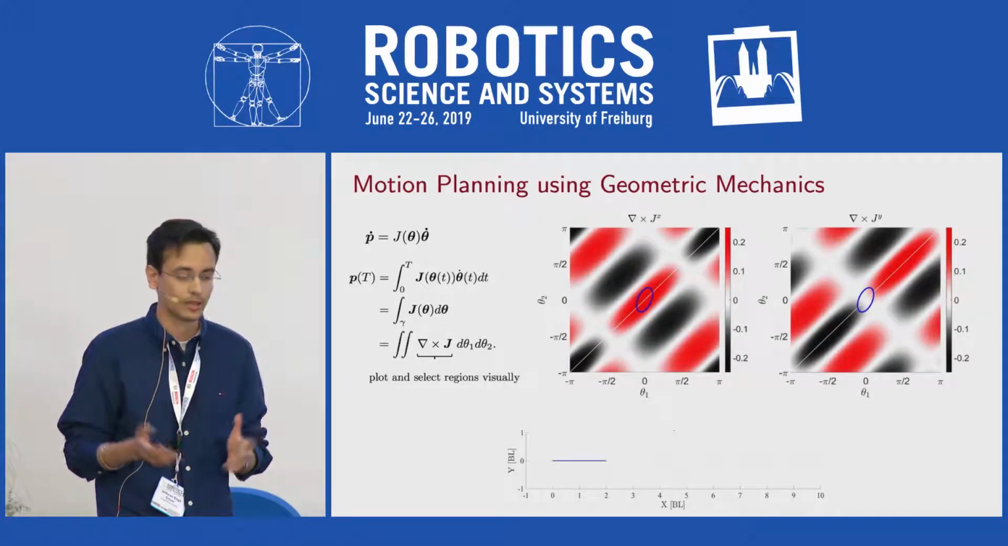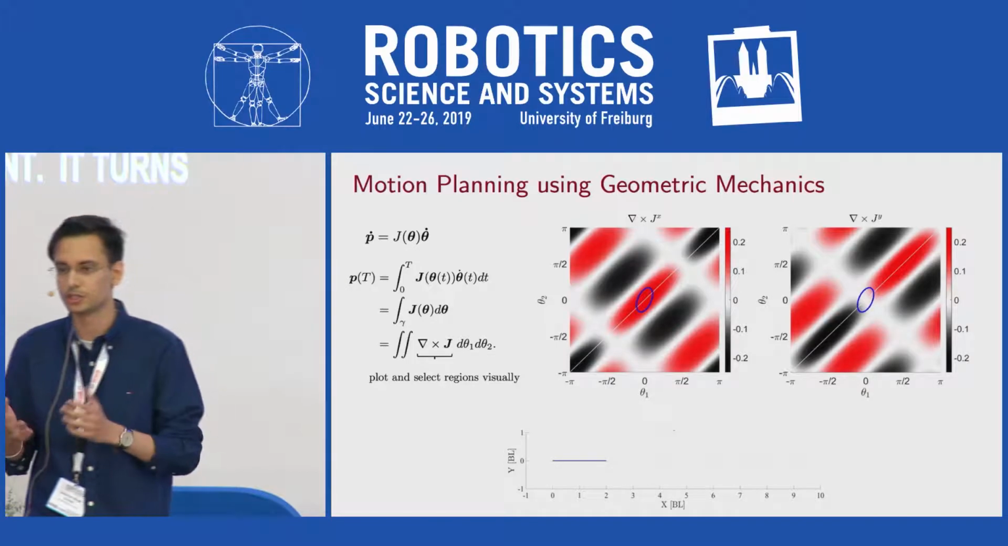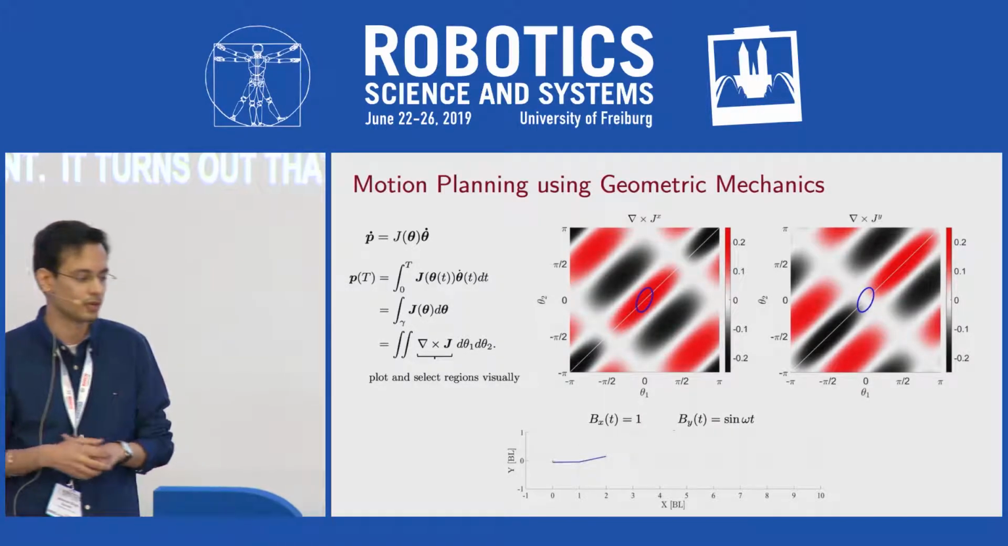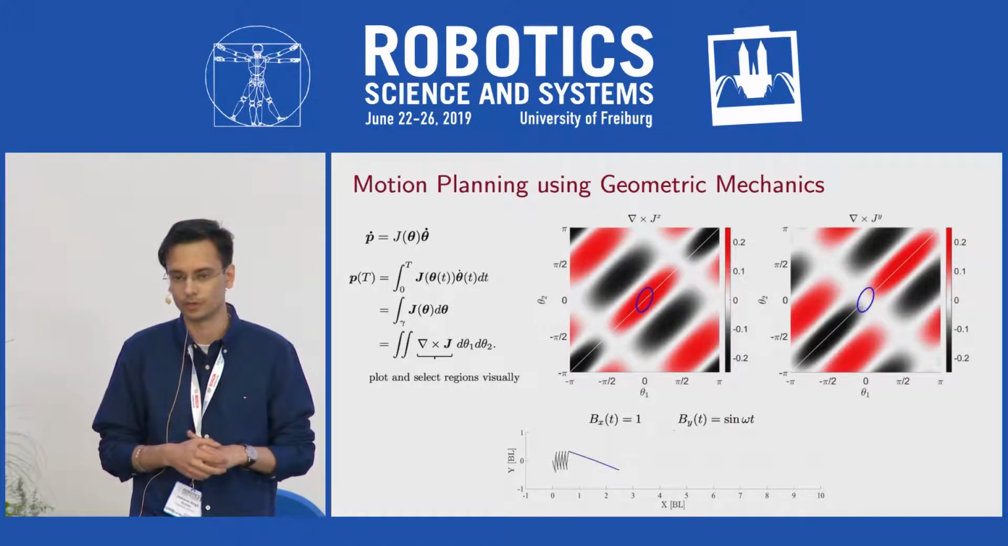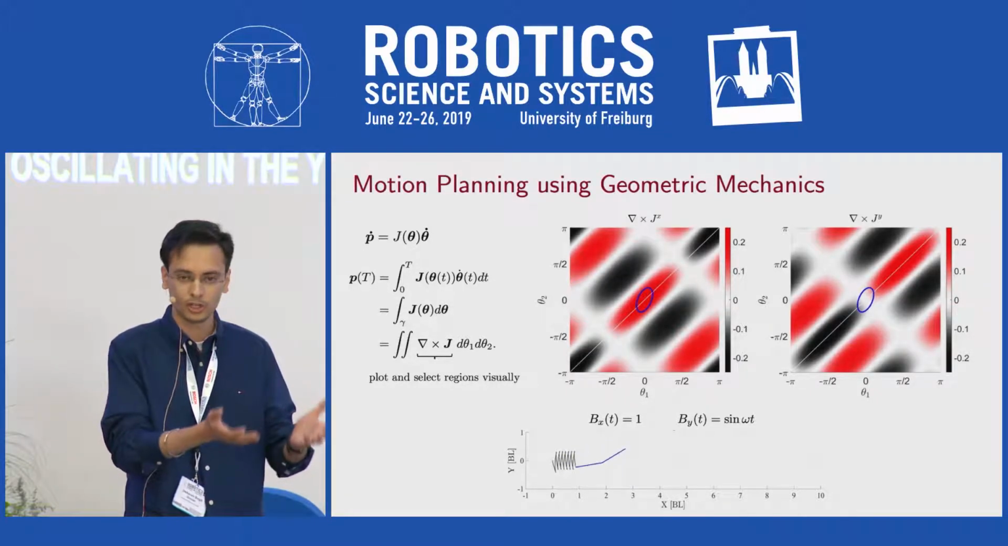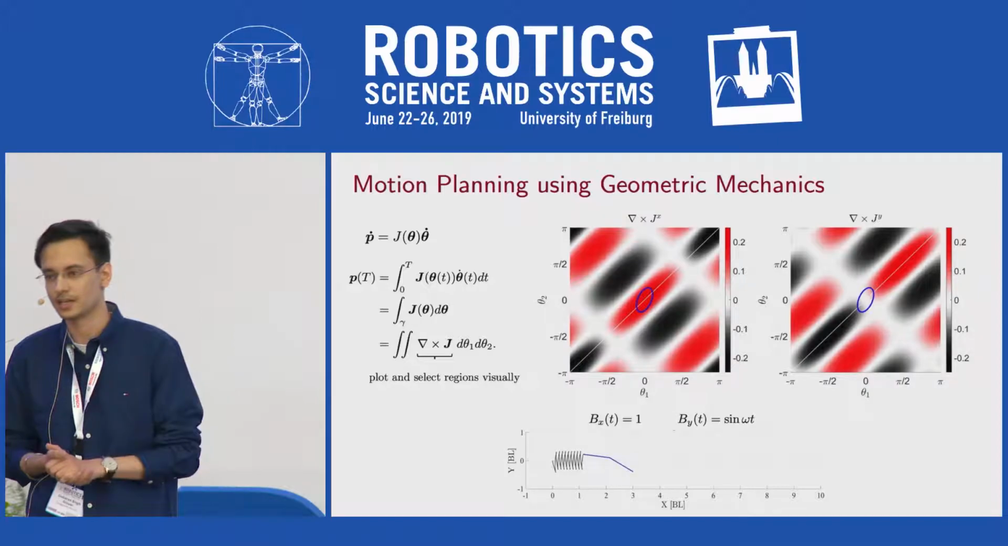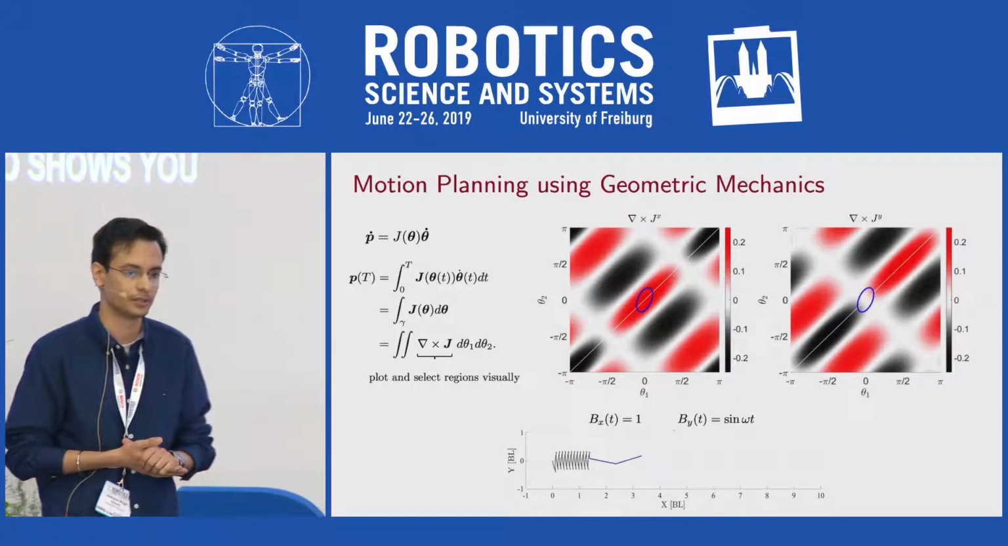It turns out that the magnetic field that results from using this blue loop has a constant component in the x direction and a sinusoidally oscillating component in the y direction of the world frame. And as this video shows, you indeed obtain translation along the x-axis of the world frame as we originally wanted.